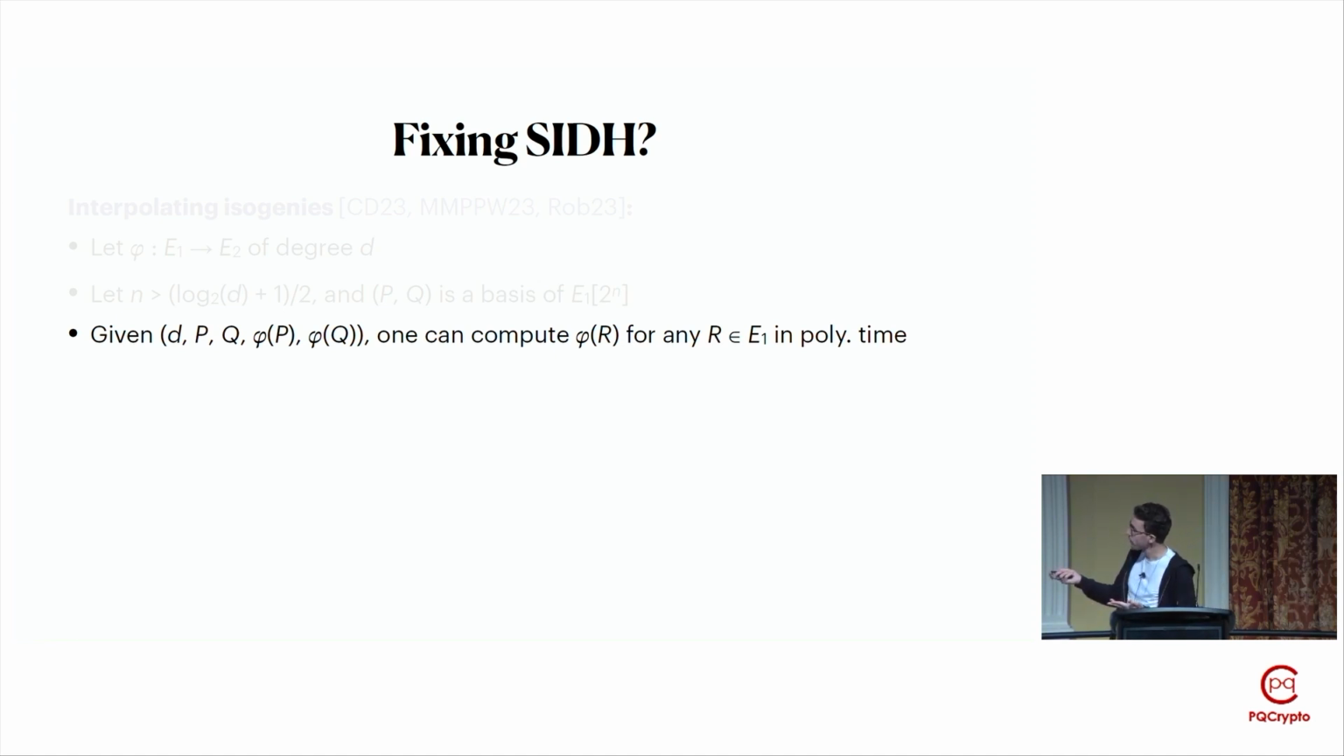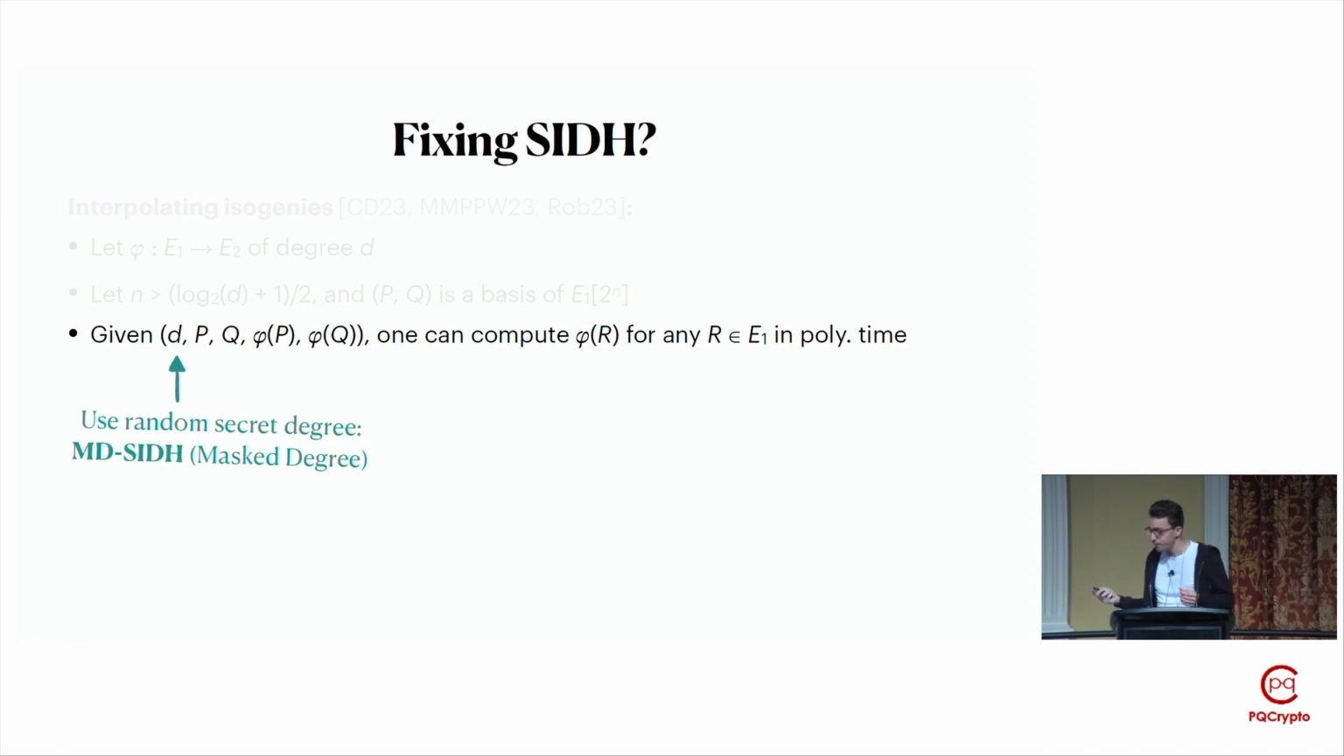The attack works like that. You need to have the degree D, a basis P, Q, and the images of the basis, phi of P and phi of Q, and then your secret isogeny is not secret anymore. You could try to hide some of this. Maybe instead of using a fixed degree D, in the protocol I presented, we use D a power of 2 or D a power of 3. Instead of doing that, we could randomize it. You use a random secret degree, and that leads to a proposal called masked degree SIDH.